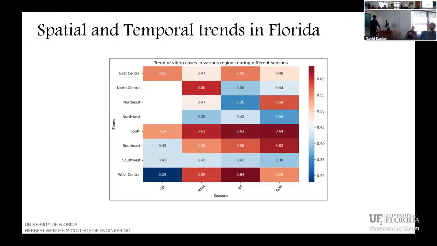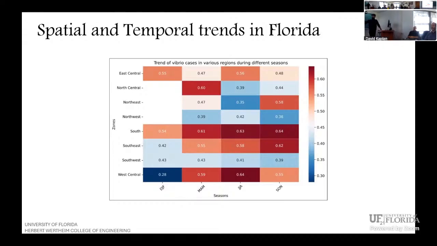If we have a look over the seasons, again DJF for December, January, February, the names of the months, we can see that the south region has a constant increase of Vibrio cases. And this plot has been developed from the past 20 years. A value of 0.61 for MAM shows that the trend of Vibrio in the Miami region in the months of March, April, May has been increasing.